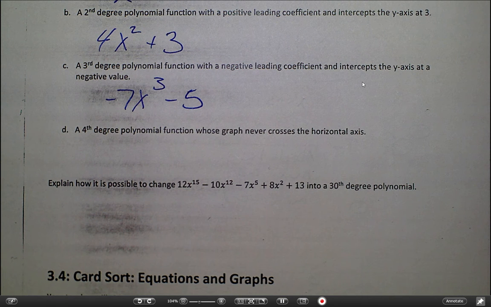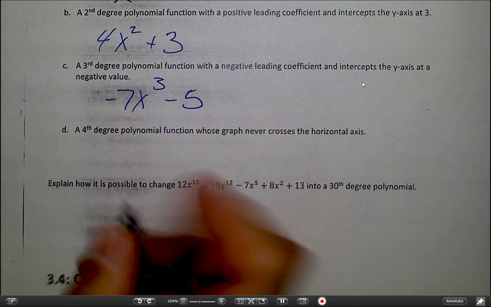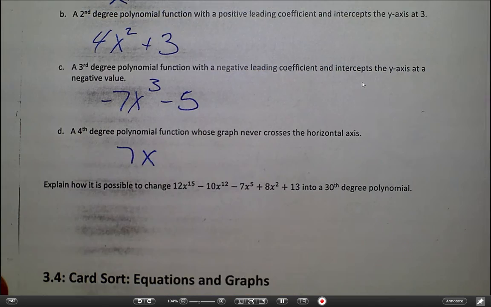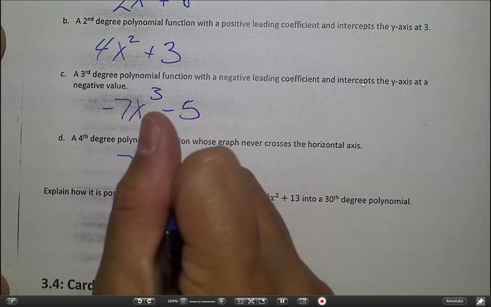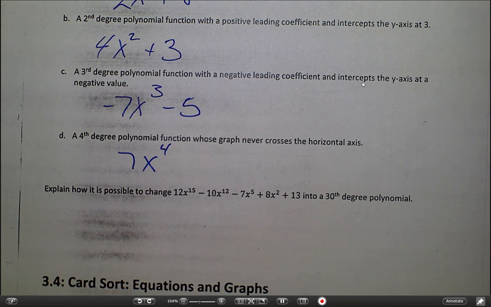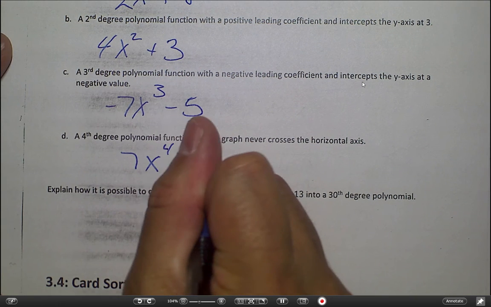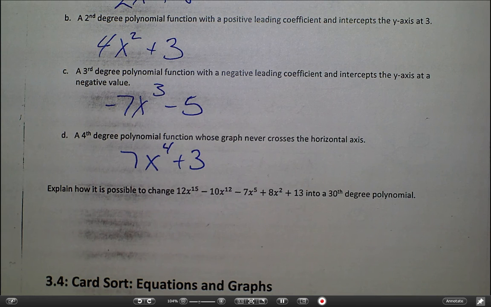A fourth degree polynomial whose graph never crosses the horizontal axis. Okay, I want to say 0, but I'm not. 7x to the fourth power, is that what you said? Yeah, to the fourth power, right? Sure. Then plus 3. All right. Because it can't go down. It's not going to go down.